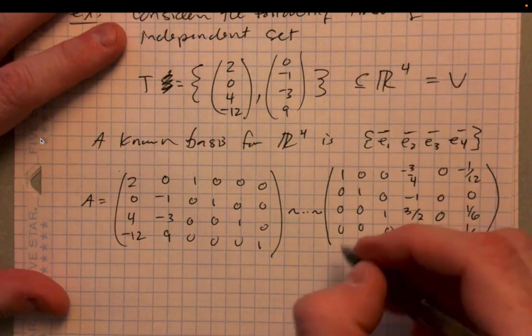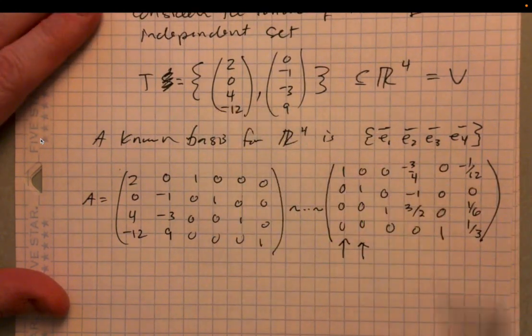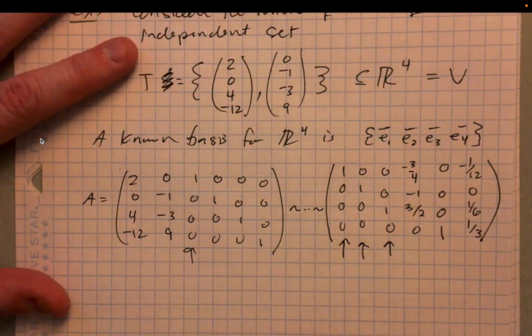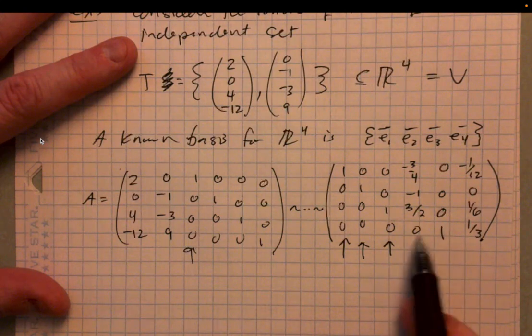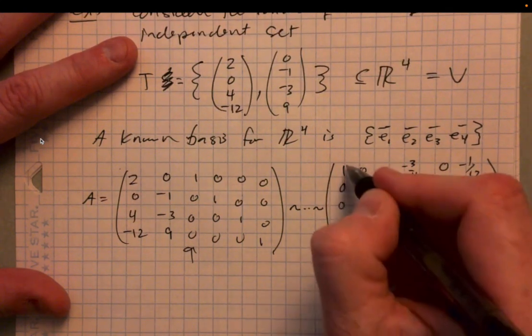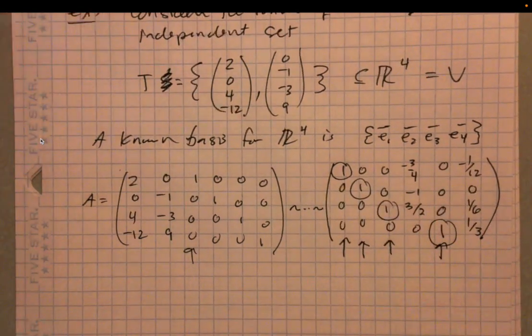So where are my pivots? I've got a pivot here, I've got a pivot there. Naturally I would, these are linearly independent. I have a pivot here, so this column produces a pivot. Oh, sorry, this one is a non-pivot column. This one is a pivot, so let's circle the pivots. Pivot, pivot, pivot, pivot. All right, so what does that tell me?